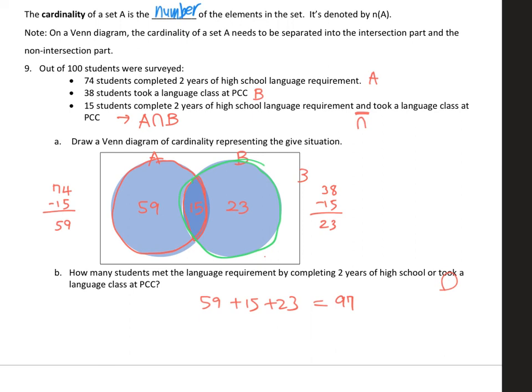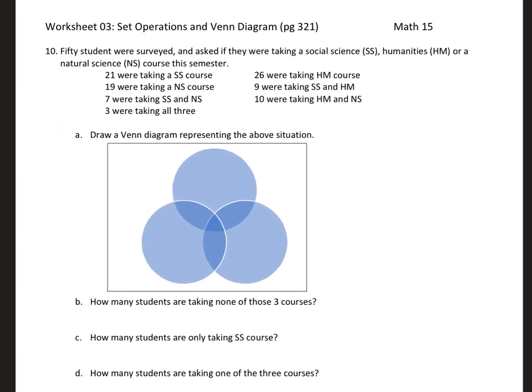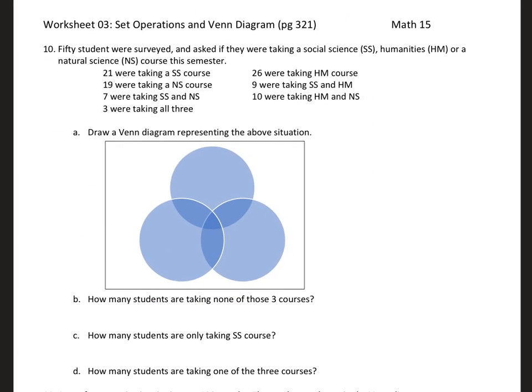All right, let's look at the next question. More complicated questions here. I'm going to have you set up, and then I'll have you finish it. It's a little bit more complicated because there are 3 sets. So we have social science, we have humanities, and we have natural science. So here I'm going to write out the cardinality. They say 50 students are surveyed, so my universal set is 50.